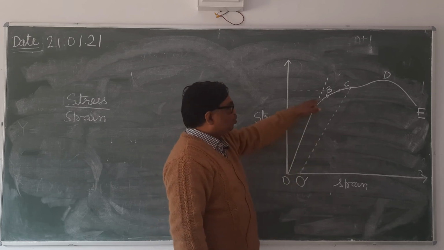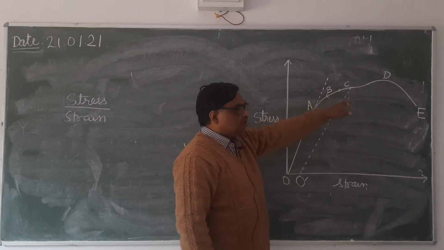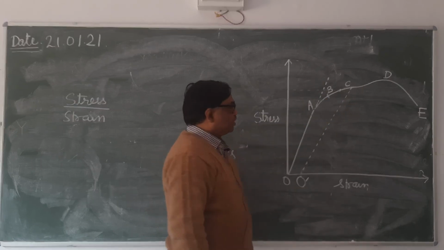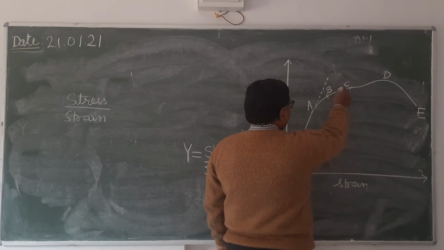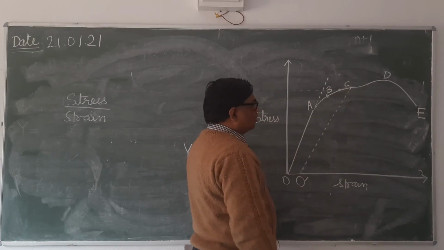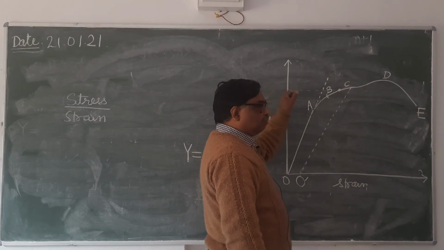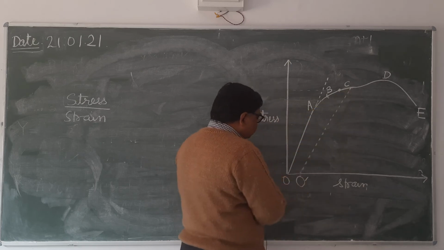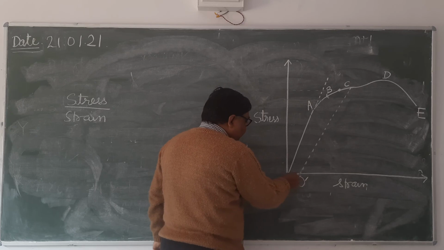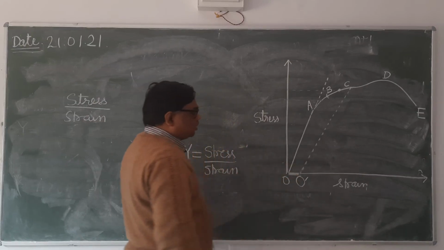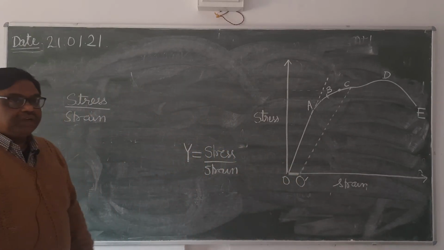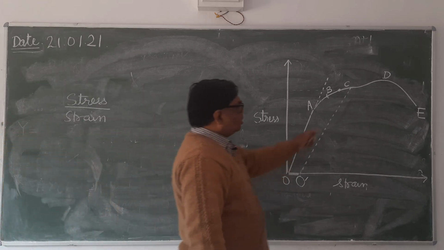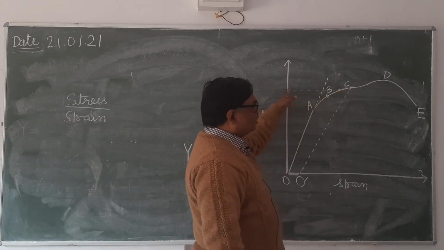As soon as you go across the elastic limit, what will happen? Wire will become permanently elongated. Means now what will happen? If you have unloaded the wire here, stress will become 0, but strain will not become 0. It will return this way, and this much permanent strain will be developed if it is unloaded at C. Unloaded at C means at the stress corresponding to C.